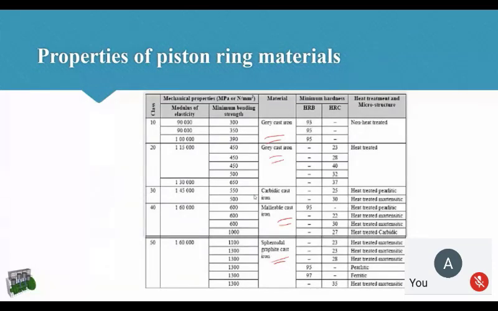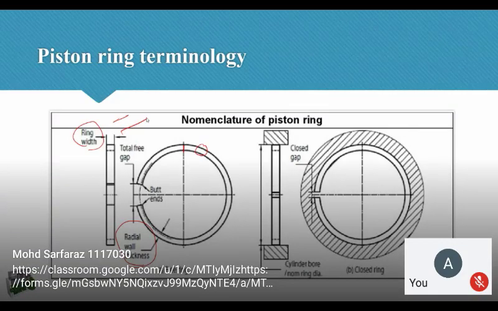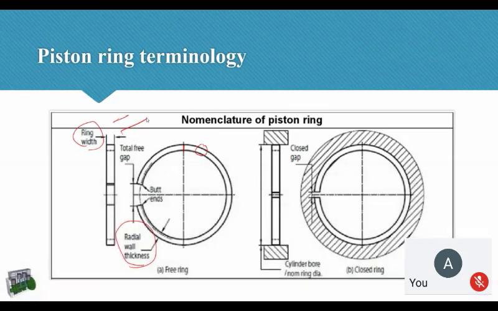So, when you design a piston ring, you need to remember a few terminologies. First of all, this particular thickness is called C, the radial thickness or radial wall thickness. And the width is called the axial thickness, because it is parallel to the axis of the cylinder. That is why it is called axial thickness or ring width. So there are two types of thicknesses: radial thickness and axial thickness.